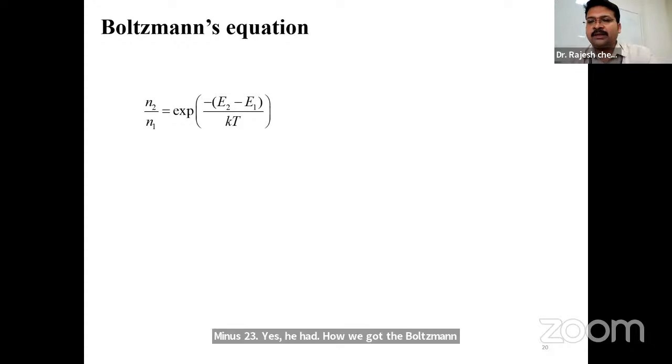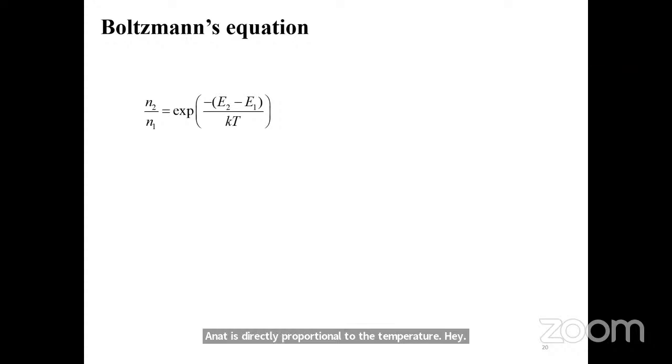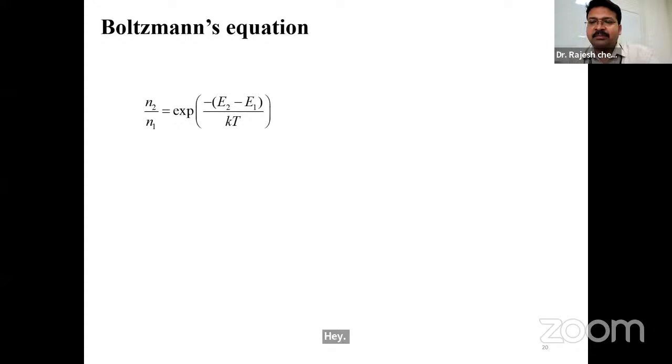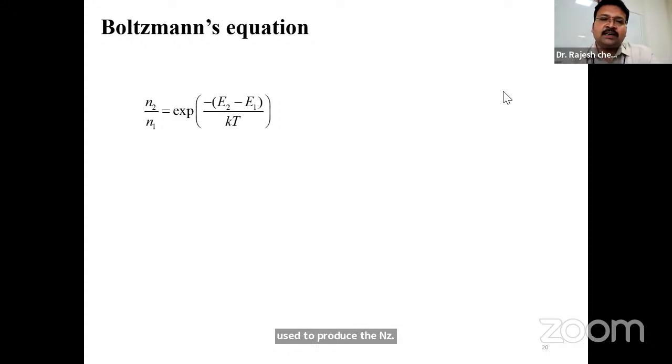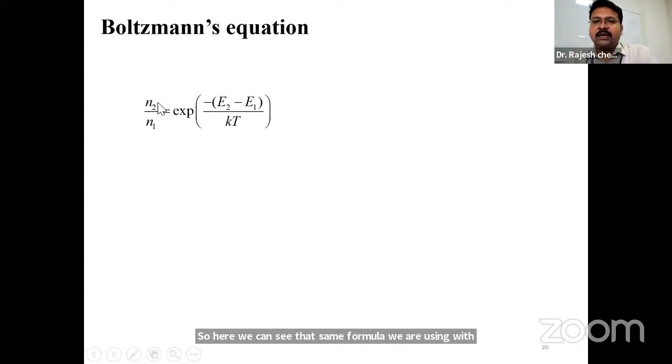Here, how did we get the Boltzmann constant? This is from the first law of thermodynamics: E is equal to kT. So energy is directly proportional to the temperature, right? True or not? E is equal to kT, where k is the Boltzmann constant and T is the temperature used to produce the energy. Here we use the same formula with respect to the number of electrons: N2 by N1 equals exponential of minus (E2 minus E1) by kT. Is this expression clear to everyone? It is a very simple expression.